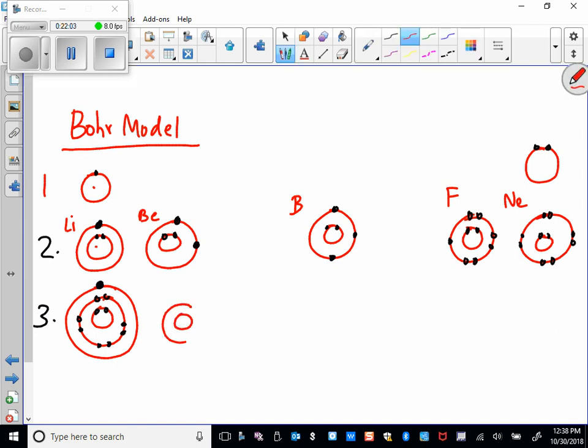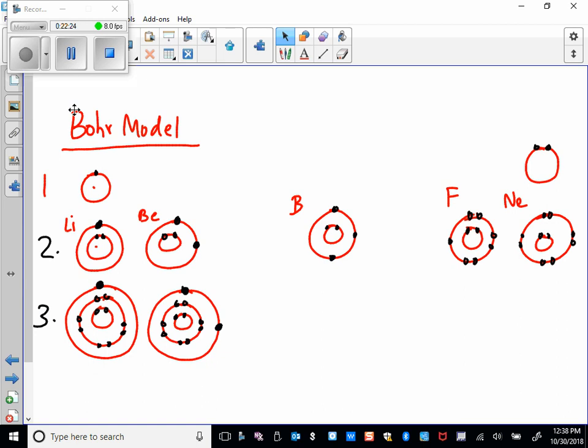Magnesium also has 3 rings. How many will go in the first? 2. How many will go in the second? 8. 2 plus 8 is 10. Magnesium has 12. So how many in the outermost circle? 2. Is that right? So I'm skipping across and I'm coming to aluminum.